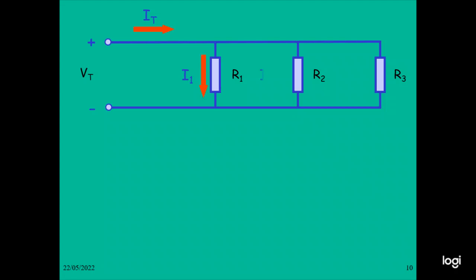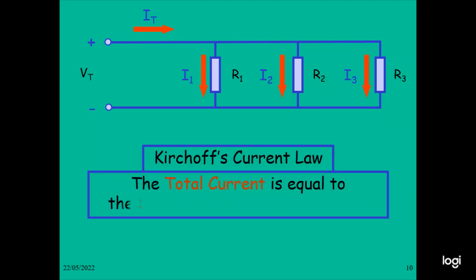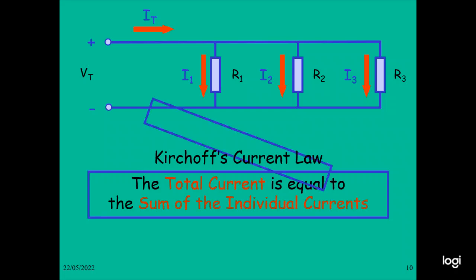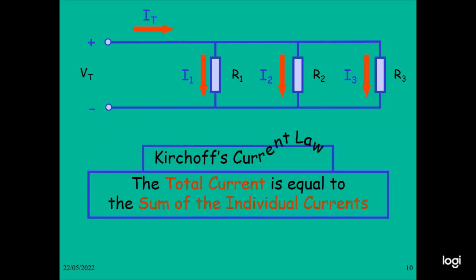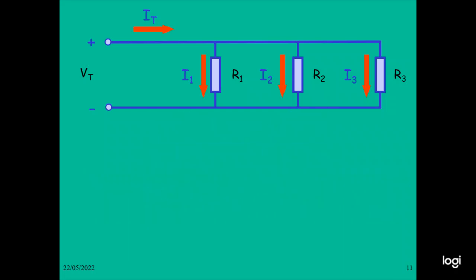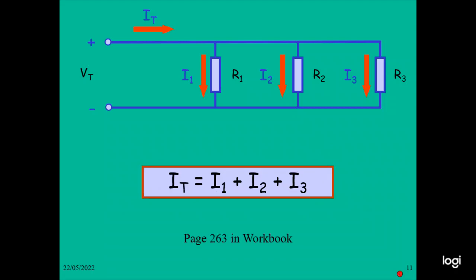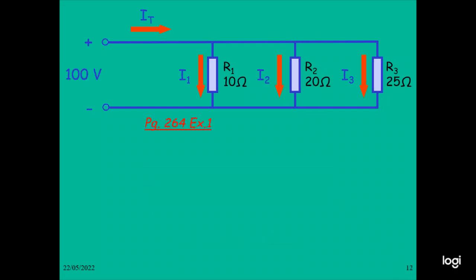The total current ID is here, and I1, I2, I3 are flowing. We write down the Kirchhoff current law. The total current is equal to the sum of the individual currents. This is the Kirchhoff current law: ID equal to I1 plus I2 plus I3. So this is the total current equation.